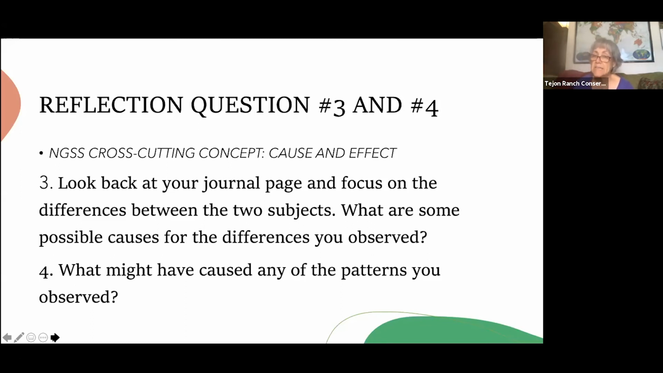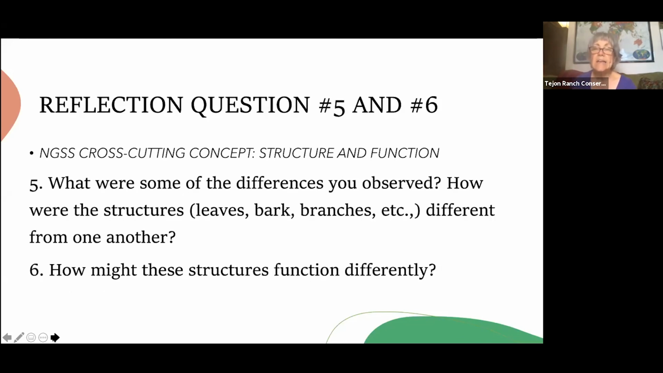Then question number 4 for cause and effect. What might have caused any of the patterns you observed? Going back to the first set of questions, what those patterns were, what might have caused those patterns? Example. When we look back in lesson 3, some of the plants that we looked at had some brown spots and some holes in them. So you might have said, well, the patterns of those brown spots might have been a fungus or an infection, or the holes may have been an insect that was walking around, and as it walked around, it was chewing on the leaf.